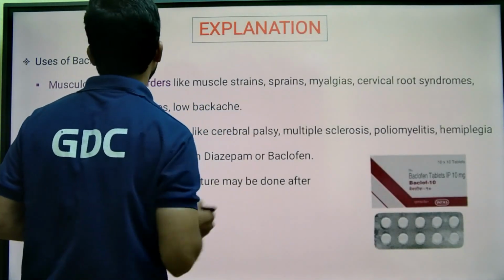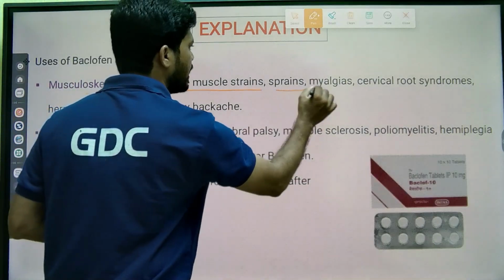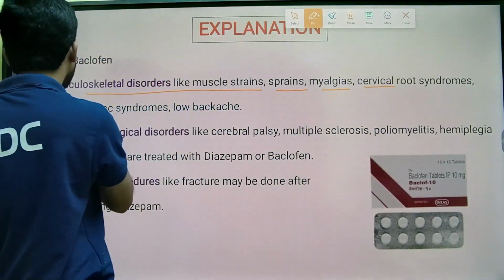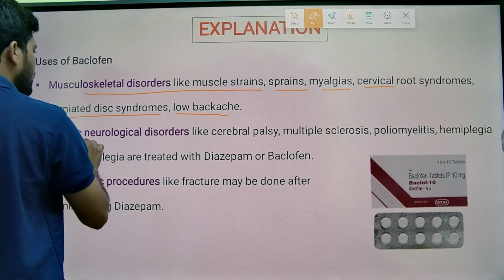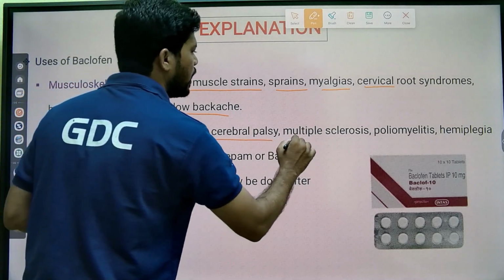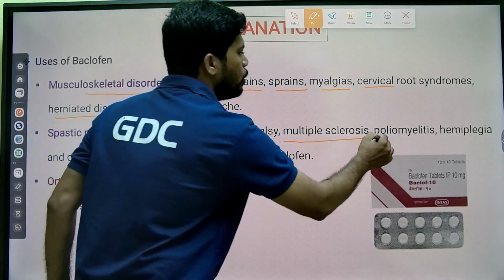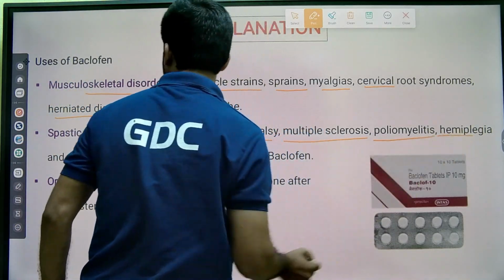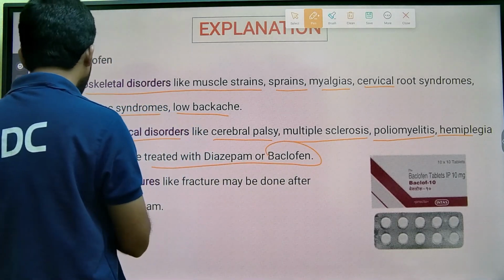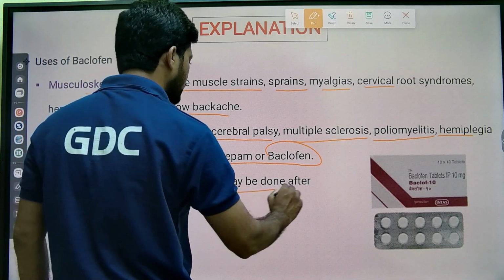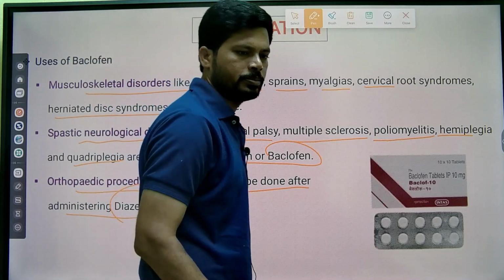So let's see the explanation. Musculoskeletal disorders like muscle strains, sprains, myalgia, cervical root syndromes, herniated disc syndrome as well as low back pain, and spastic neurological disorders like cerebral palsy, multiple sclerosis, which means degeneration of the myelin sheath, loss of myelin sheath, poliomyelitis, and hemiplegia and quadriplegia are treated with diazepam or baclofen. And orthopedic procedures like fractures may be done after administering diazepam.